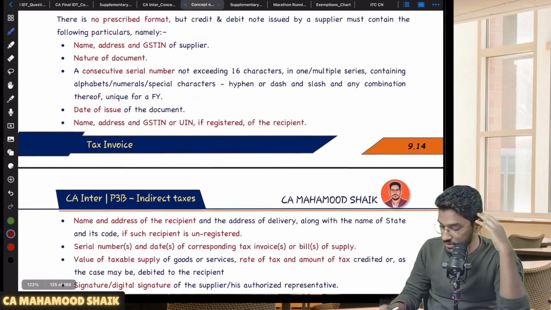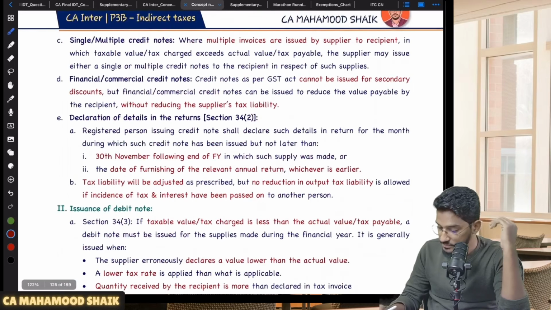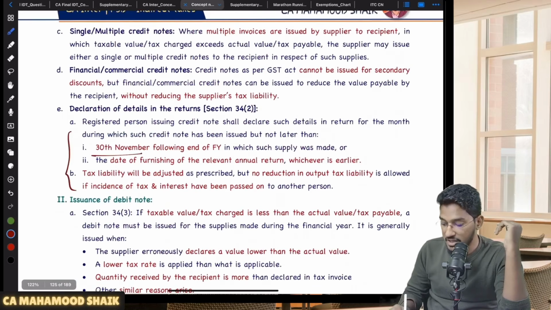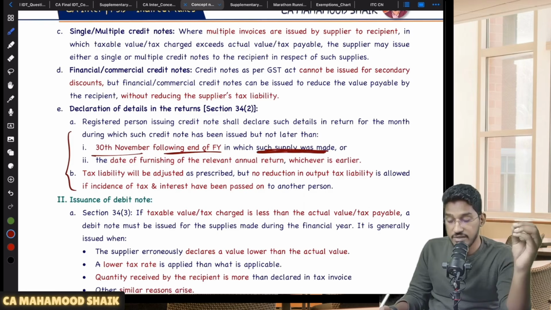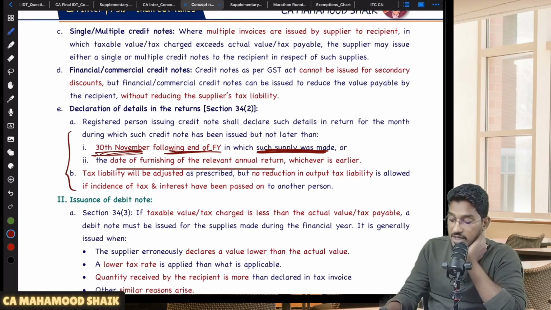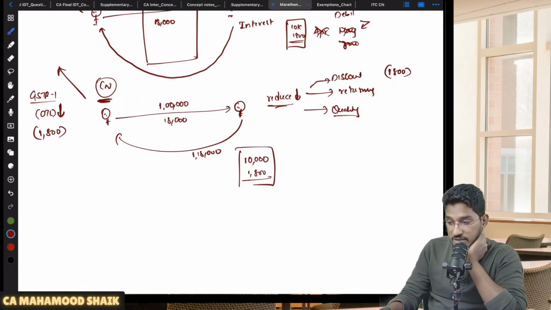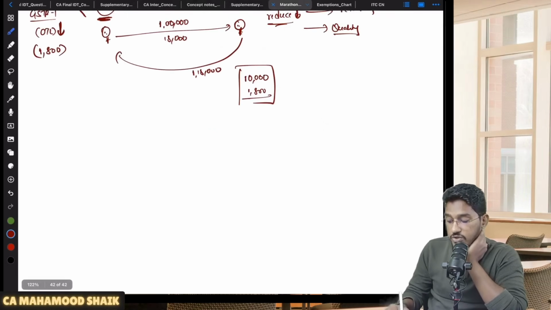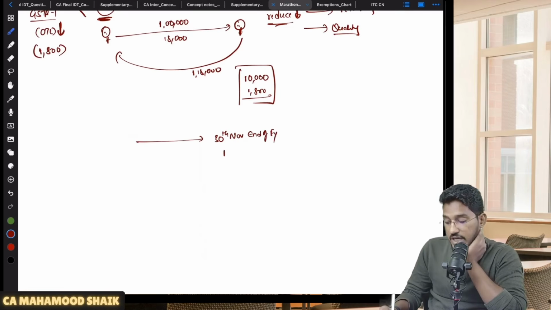So if you see here, the time limit for declaring the credit note is 30th of November following the end of the financial year in which such supply was made. What are they trying to say here? That the credit note is required to be declared in the GSTR1 by 30th of November following the end of the financial year in which the supply was made, or the date of furnishing of the relevant annual return, whichever is earlier. So, my dear students, what is the maximum time limit for declaration of a credit note? Very important point. You are required to declare the credit note by 30th of November following the end of the financial year in which the supply has taken place, or the date of furnishing of annual return, whichever is earlier.